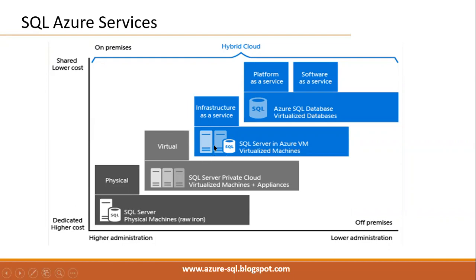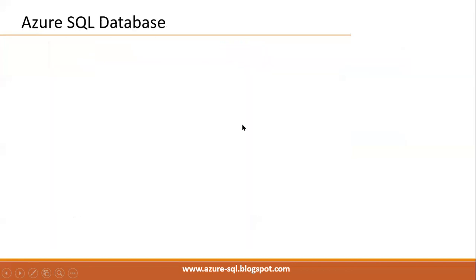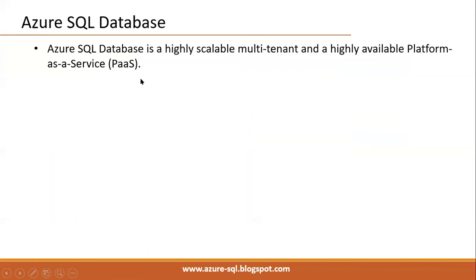Which comes under IaaS, like machines are maintained here in the cloud platform in the form of infrastructure as a service. Then database level services are there, which come under platform as a service. Say, Azure SQL database is highly scalable. Microsoft is defining it in a single sentence: highly scalable, multi-tenant, and highly available platform as a service.